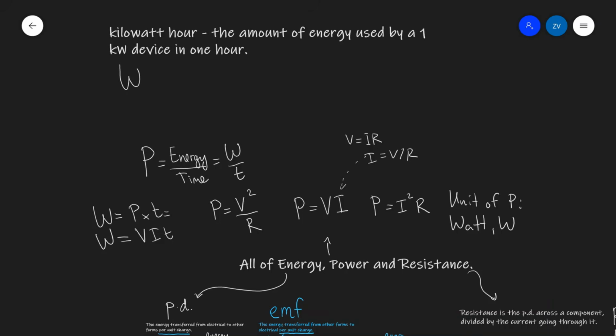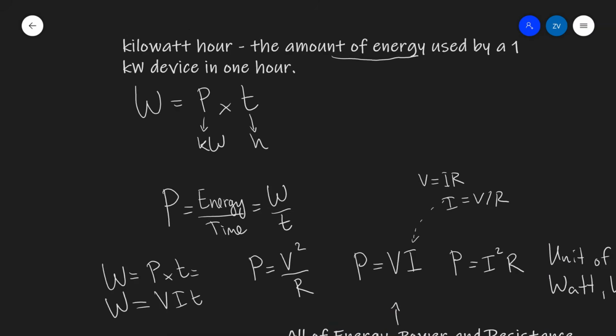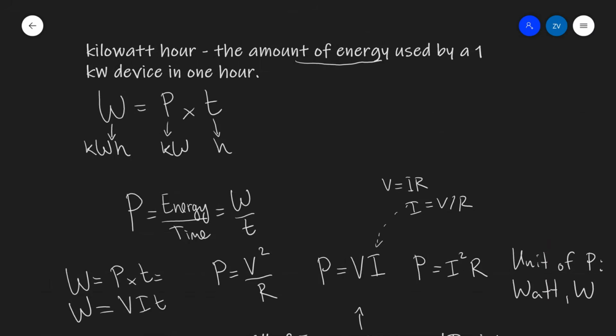So electrical energy is power multiplied by time. So rather than just using watts, if the power is measured in kilowatts, and rather than measuring the time in seconds, if we measure that in hours, the amount of energy W then will actually be measured in kilowatt hours. But once again, I want to stress that a kilowatt hour is the amount of energy used by a 1 kilowatt device in 1 hour. If we know how many kilowatt hours we used, normally it would cost a certain amount of pence, and we can calculate the cost of electricity.